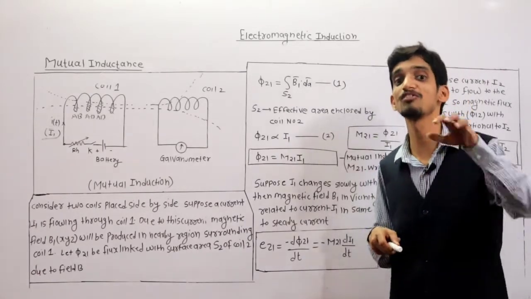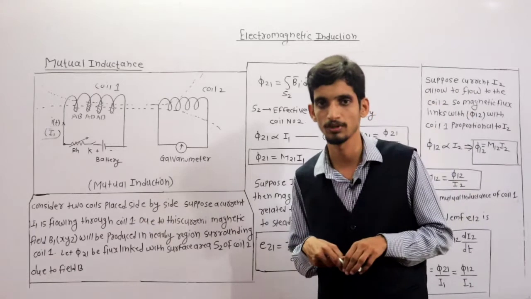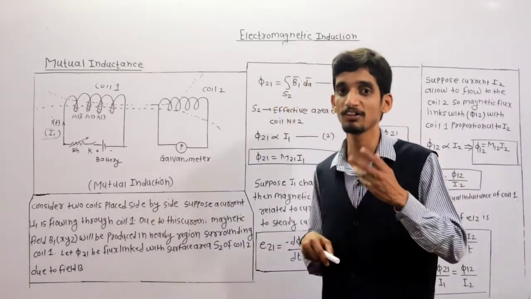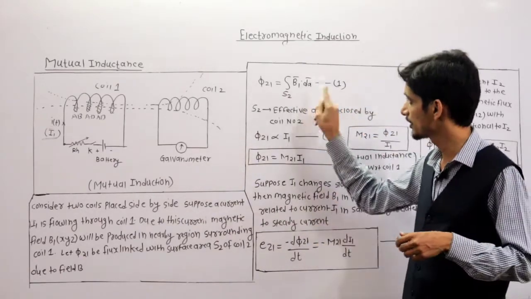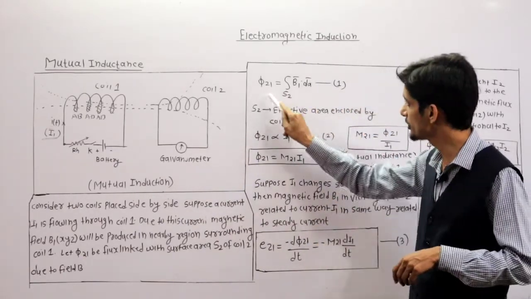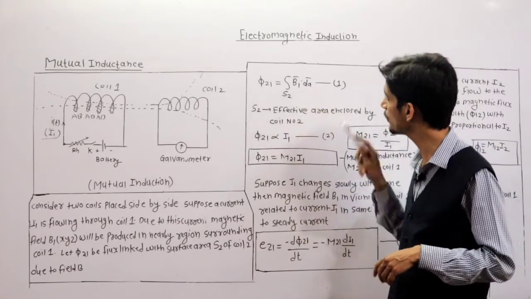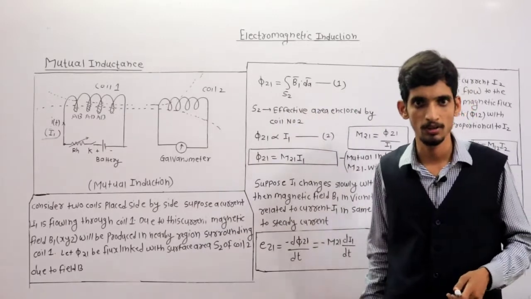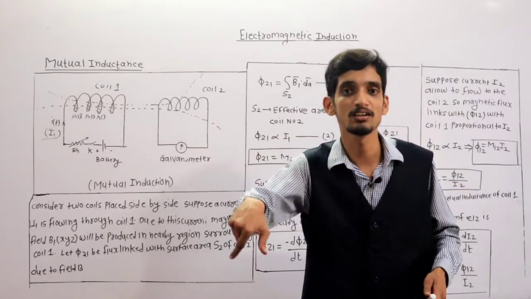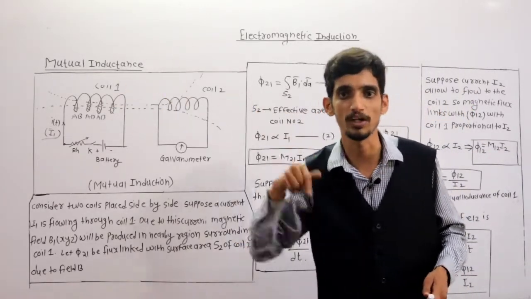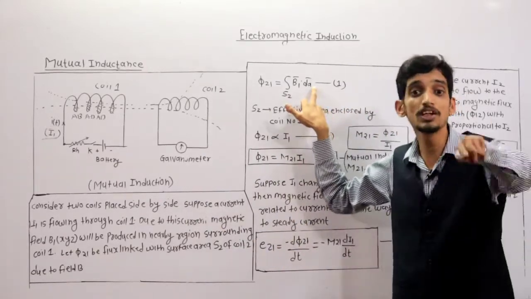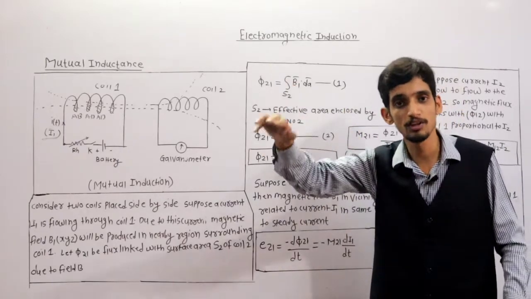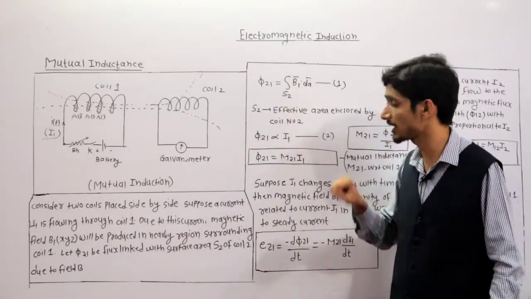Now listen here, we have studied the flux of field topic in this chapter 1. In the flux of field topic, I gave you how to write the flux formula. Revise it or recall it. Phi21 is equal to integration of B1 bar dot dA bar. Now what is this dA bar? dA bar is the area which links with the flux or field created by the first coil. Which area? Area of the second coil. And it links with which flux? Flux generated by the first coil. That's why it is B1 bar.